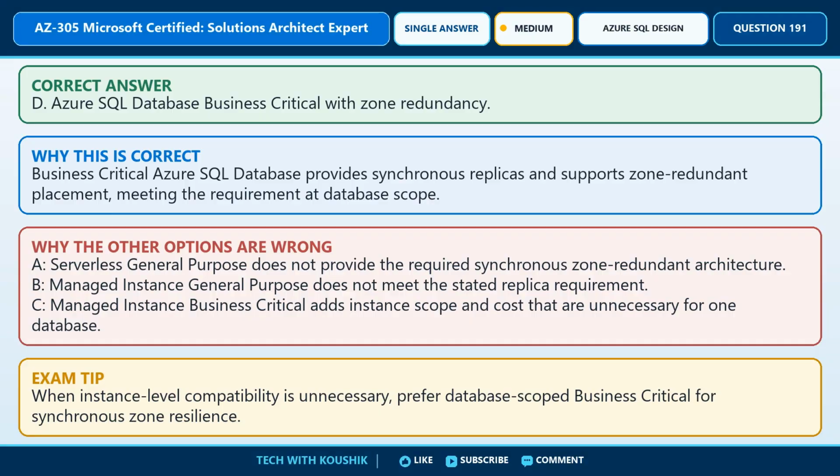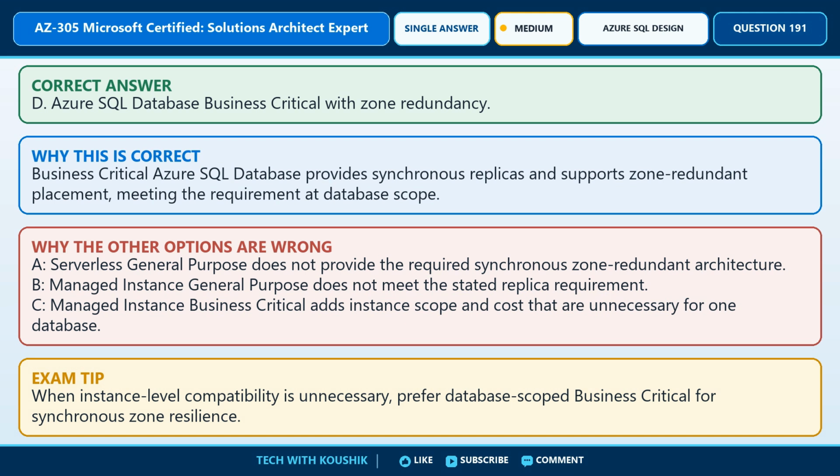The required response is option D, Azure SQL Database Business Critical with zone redundancy. The requirement is satisfied because Business Critical Azure SQL Database provides synchronous replicas and supports zone redundant placement, meeting the requirement at database scope. Now consider why the remaining options are unsuitable.